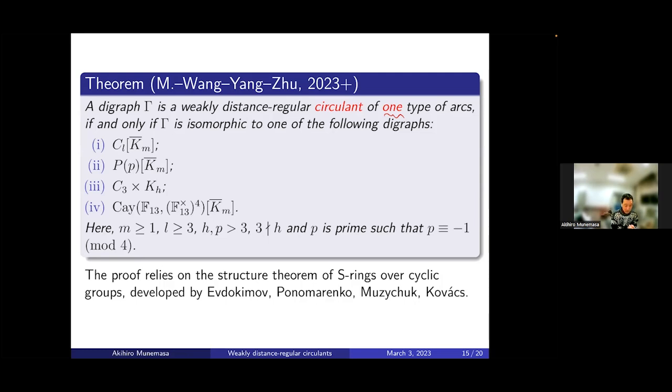So the proof of the theorem relies on the structure theorem for S-rings over cyclic groups, mostly developed by Sergei Evdokimov, Ilya Ponomarenko, Misha Muzychuk, and István Kovács.